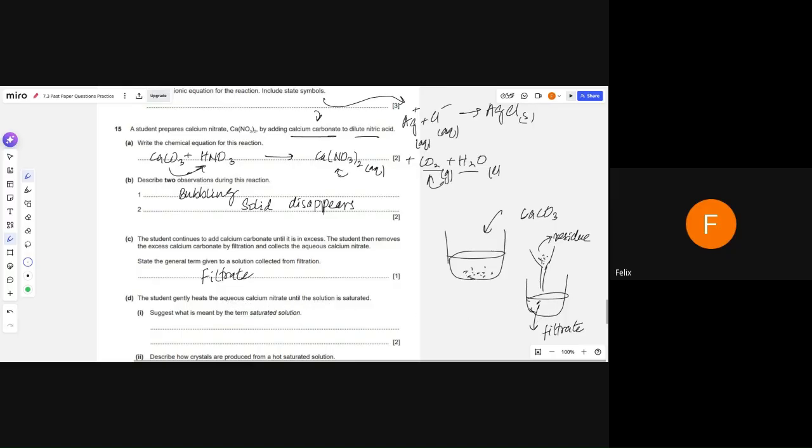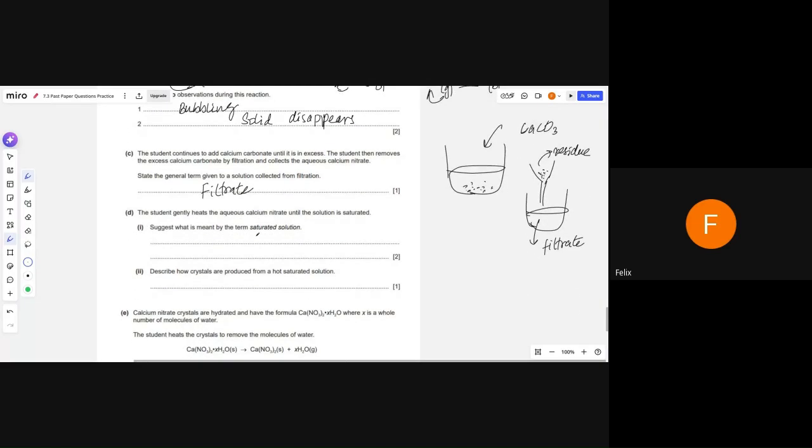Okay, so the student gently heats the aqueous calcium nitrate until the solution is saturated. What is meant by the term saturated solution? Again, I think we discussed it. A solution that can contain no more solute at a given temperature. I'm not writing it again.